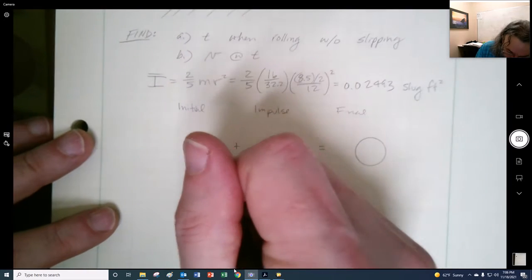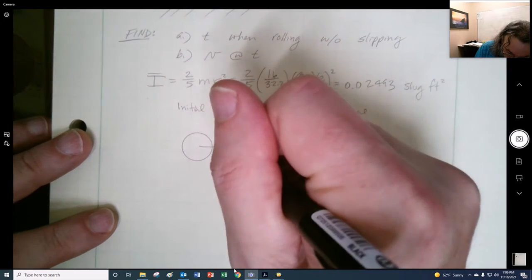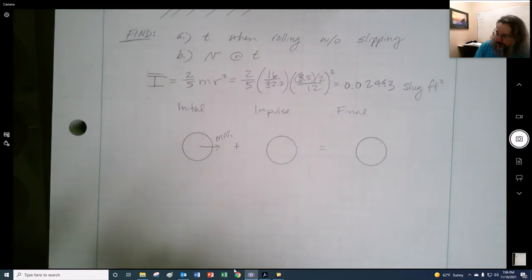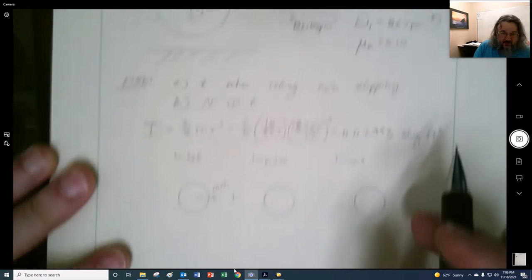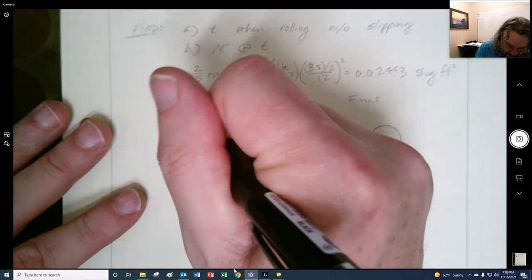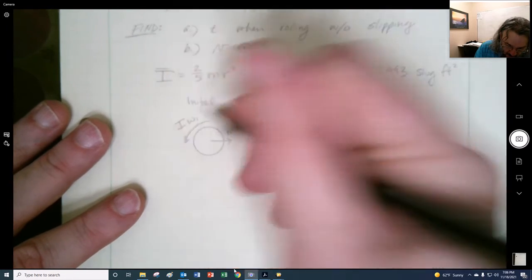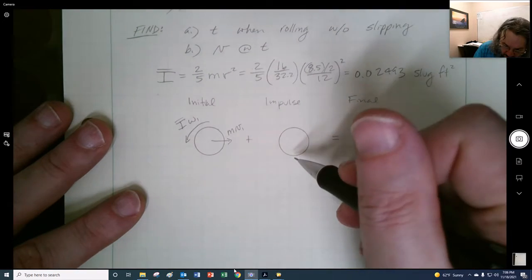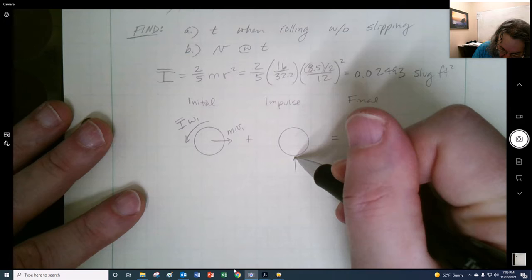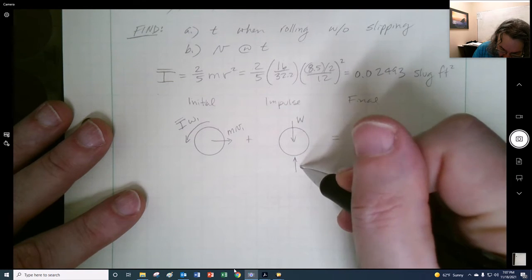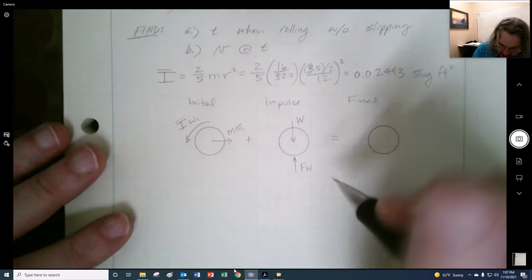All right, so this thing has mass times velocity 1, and it's rotating in the opposite direction from what you would think, right? So it's going this way, I omega 1. Now the forces acting on here: we have the weight, we have the normal force, and now the friction force.